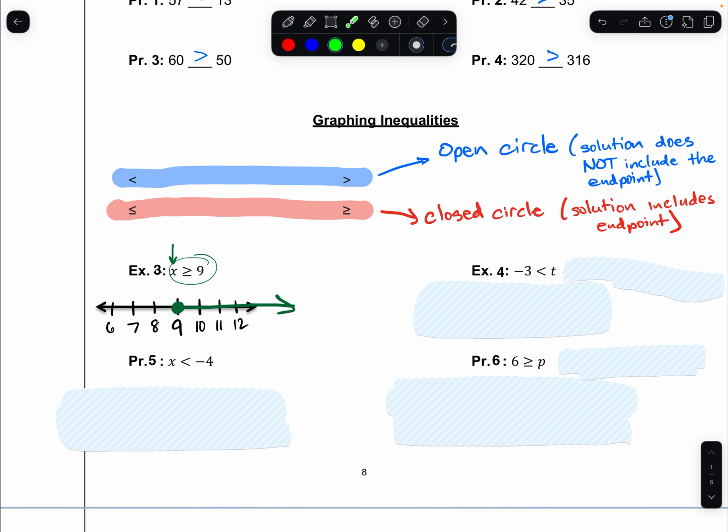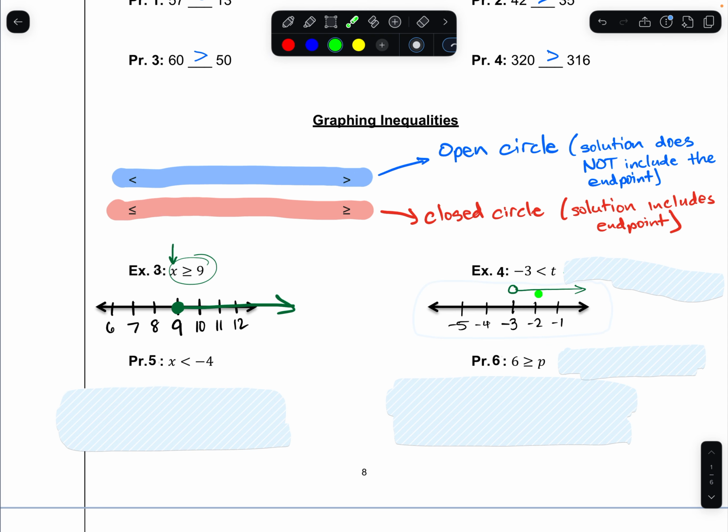All right, let's try example number 4. This time we have -3 is less than t. I went ahead and did this one already. I did want to show you, you can draw your solution arrow. You can draw it on the number line like we did in the last example, or you can draw it just slightly above the number line. Either way is fine. However, notice that this is strictly less than, so our circle is open, just like here.